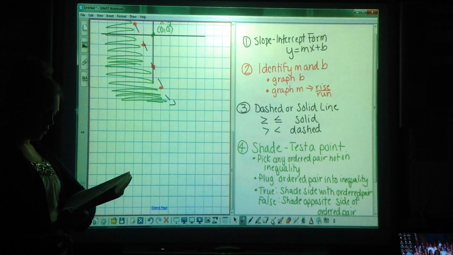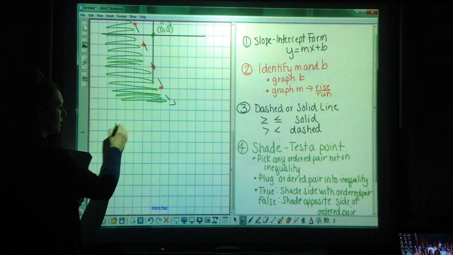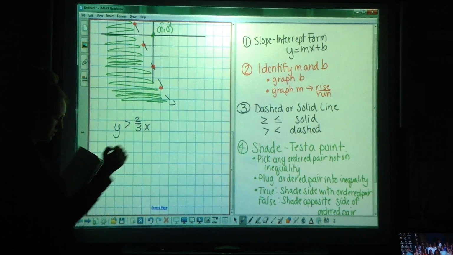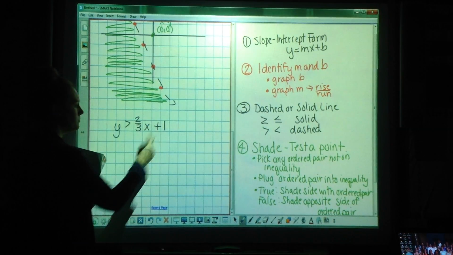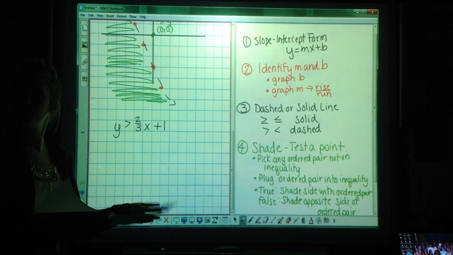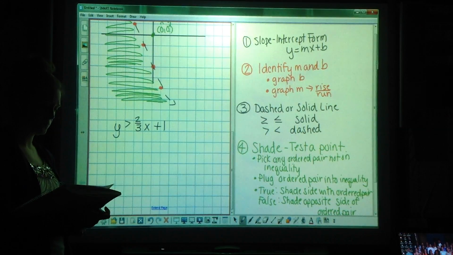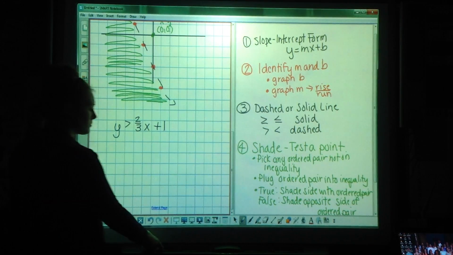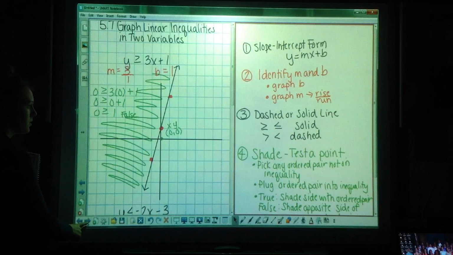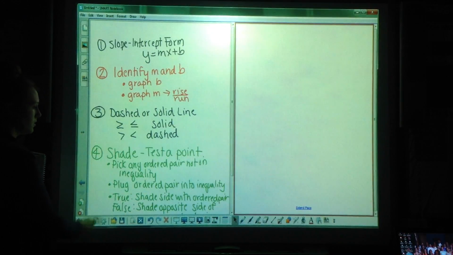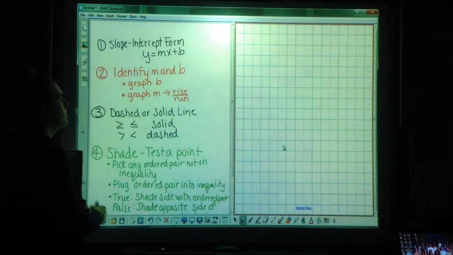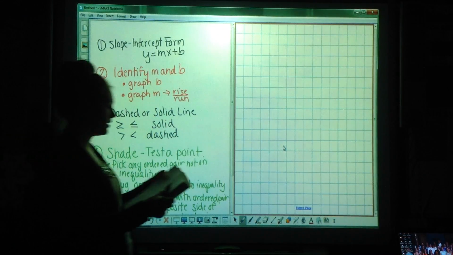Okay, why don't you give it a try? Try y is greater than 2/3 x plus 1. Push pause and try that now. Okay. We're going to try another one.